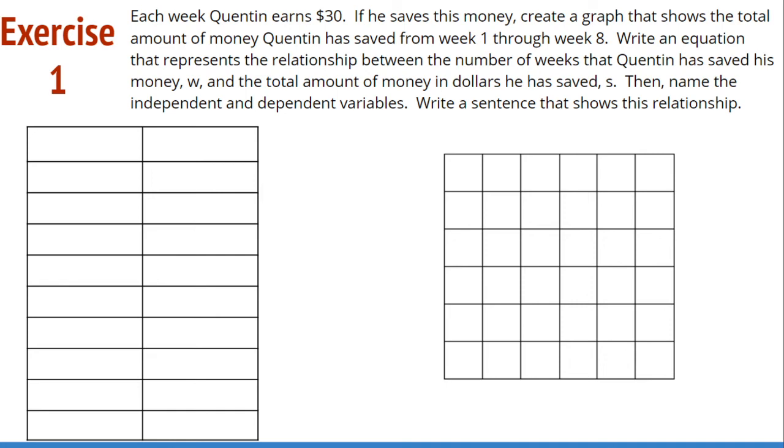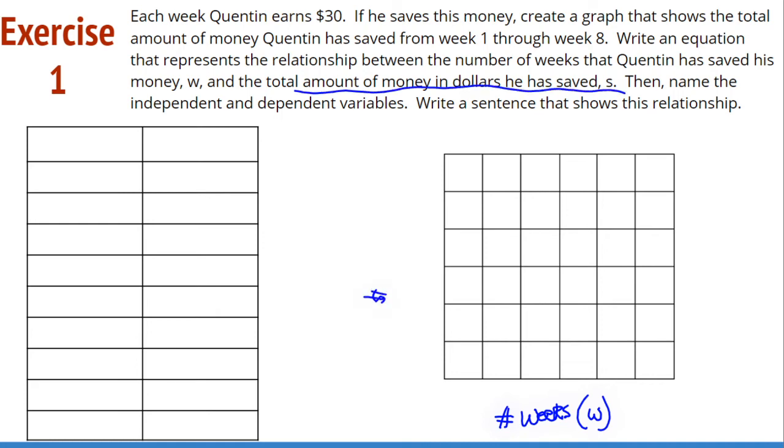Well, I need to identify the independent variable. Well, he's earning $30 each week. So if he's worked 2 weeks, that's going to change the amount of money. So I hear that the number of weeks is an independent variable, and that we are supposed to use a W for that. And that means the amount of money that he has saved, let's see, the amount of money is S.